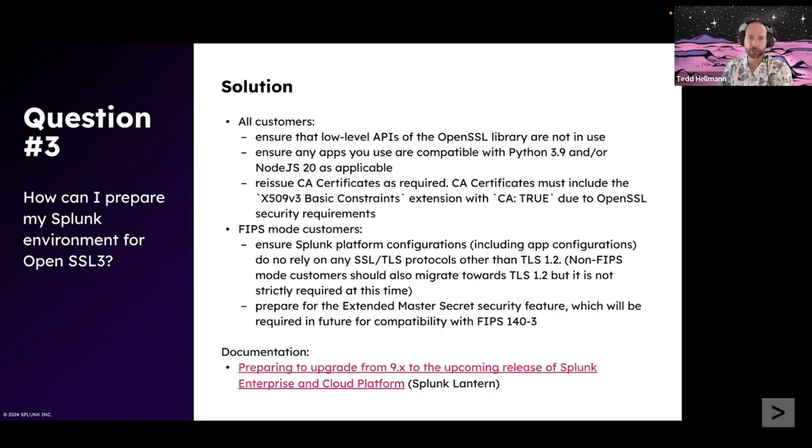Customers operating the Splunk platform in FIPS mode also need to make sure that you are migrating away from any deprecated SSL or TLS protocols. You must be using TLS 1.2 and preparing for the extended master secret feature, which is going to be required in FIPS 140-3 specifically. So that's a general overview of all the things that you should be aware of with compatibility coming up.